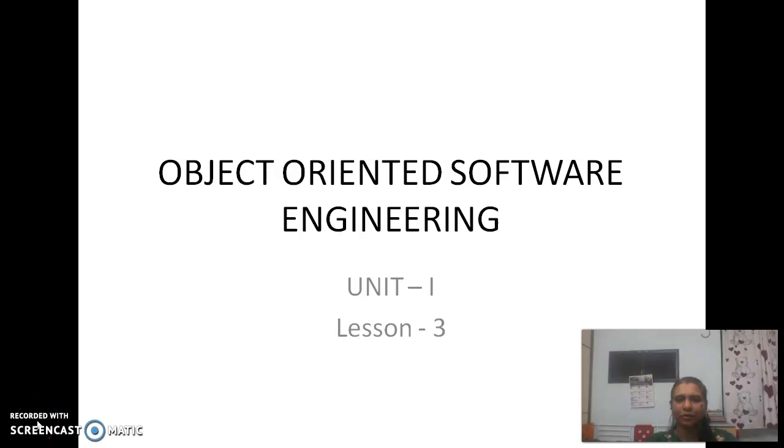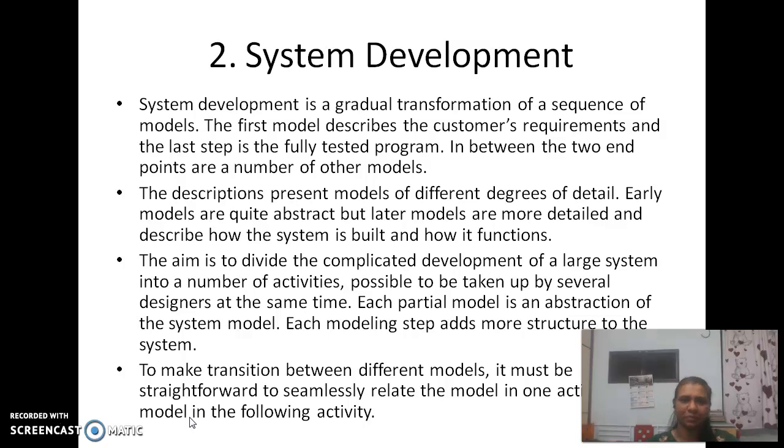In the third lesson of object-oriented software engineering, we look at the system development. The system development is a gradual transformation of a sequence of models. The first model describes the customer's requirements, and the last step is a fully tested program. In between the two endpoints are a number of other models. The descriptions present models of different degrees of detail.